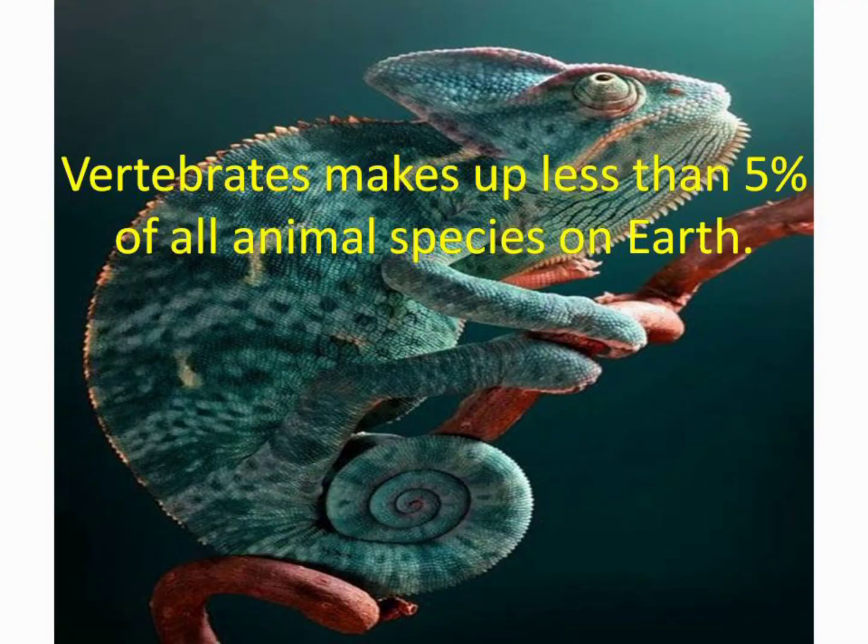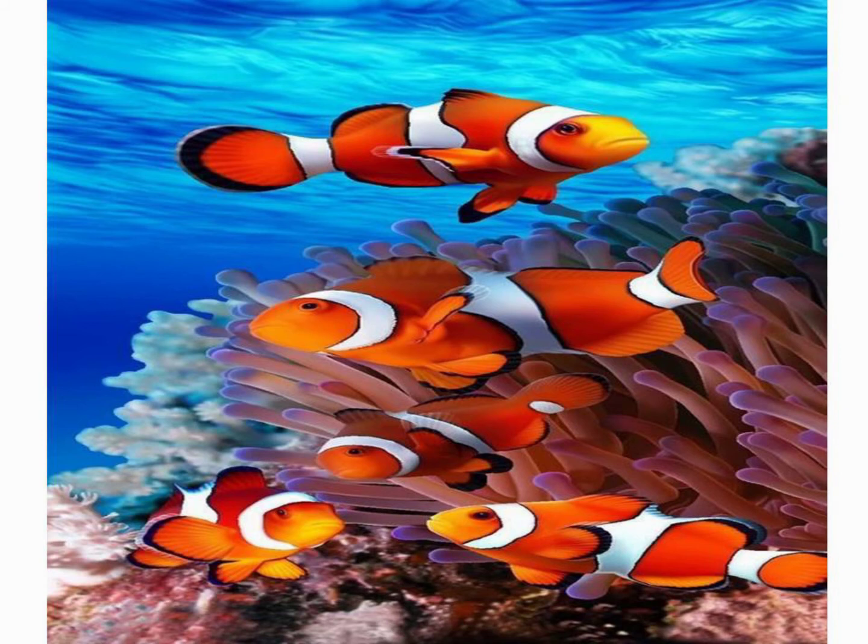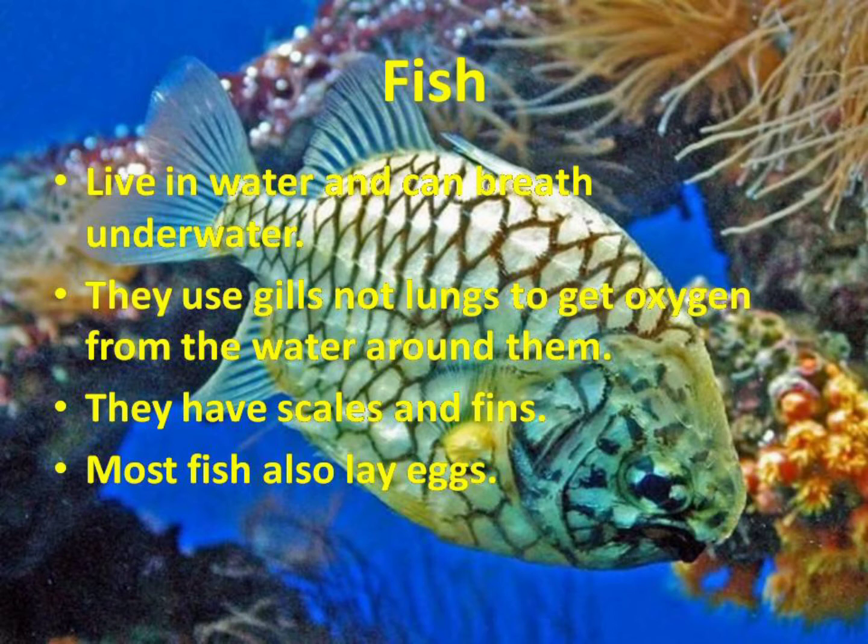Vertebrates make up less than 5% of all animal species on our earth. Vertebrates are divided into 5 different classes: fish, amphibians, reptiles, birds, and mammals. Let's look at the characteristics that make an animal a fish. Fish live in water and they can breathe underwater. They use gills, not lungs, to get oxygen from the water around them. They have scales and fins. Most fish also lay eggs.